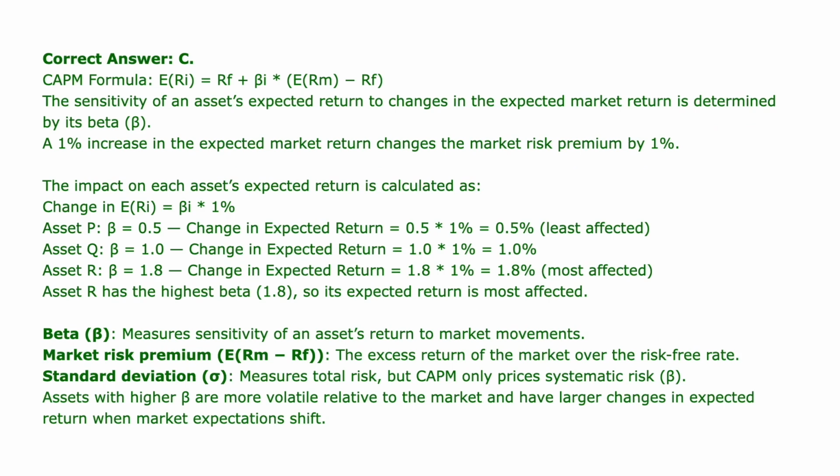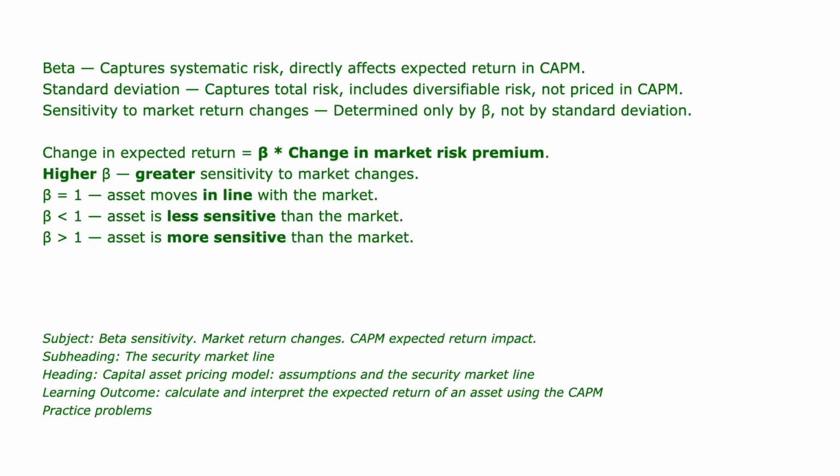Under CAPM, an asset's sensitivity to changes in expected market return is measured directly by its beta. Change in expected asset return equals asset beta multiplied by change in market risk premium. For a 1% increase in expected market return, asset R with beta 1.8 experiences the largest change, 1.8%. Beta determines sensitivity to market changes. Higher beta equals greater sensitivity. Standard deviation, total risk, is irrelevant for this sensitivity. Only beta matters.